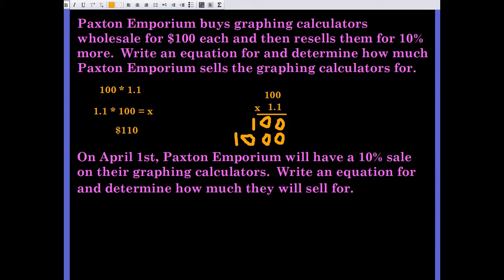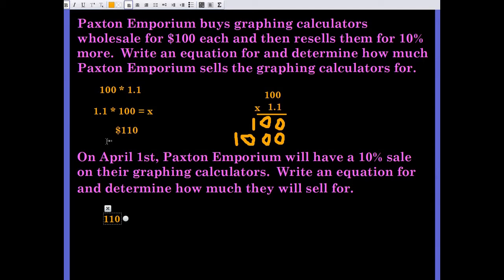Paxton Emporium is selling their graphing calculators for $110. So the next part of the question is, on April 1st, Paxton Emporium will have a 10% off sale on their graphing calculators. Write an equation for and determine how much they will sell for. So I'm going to write my equation first. I've got my $110. That's the amount that Paxton Emporium is selling them for, not the amount they're buying them for, but how much they're selling them for, what we determined in this first part.